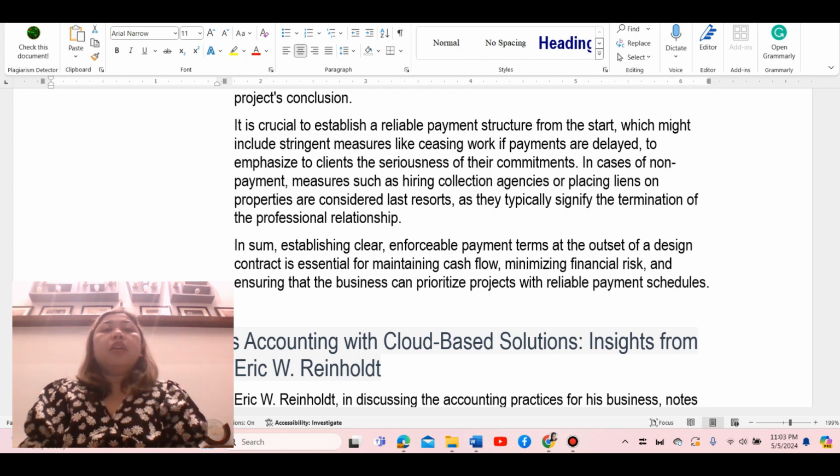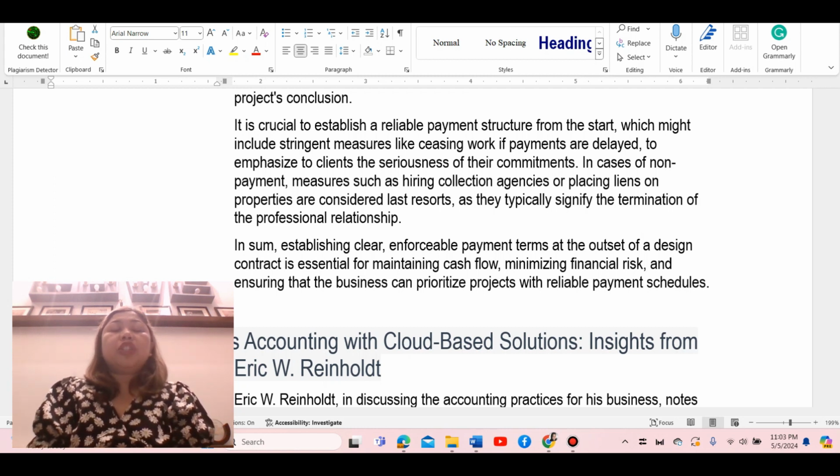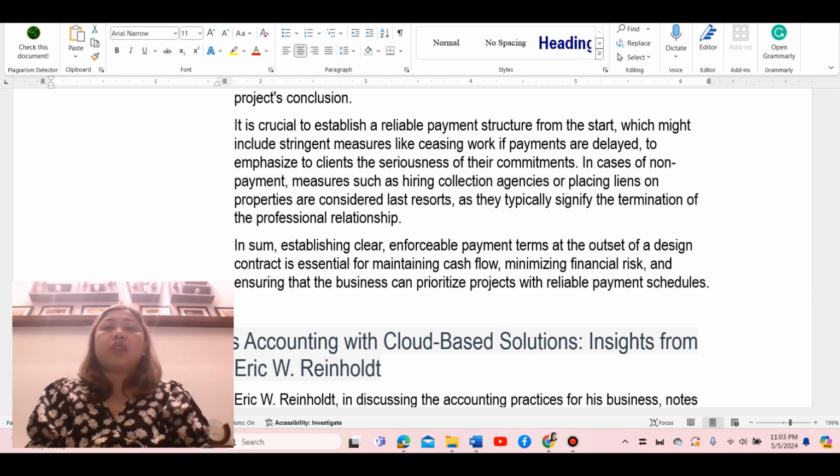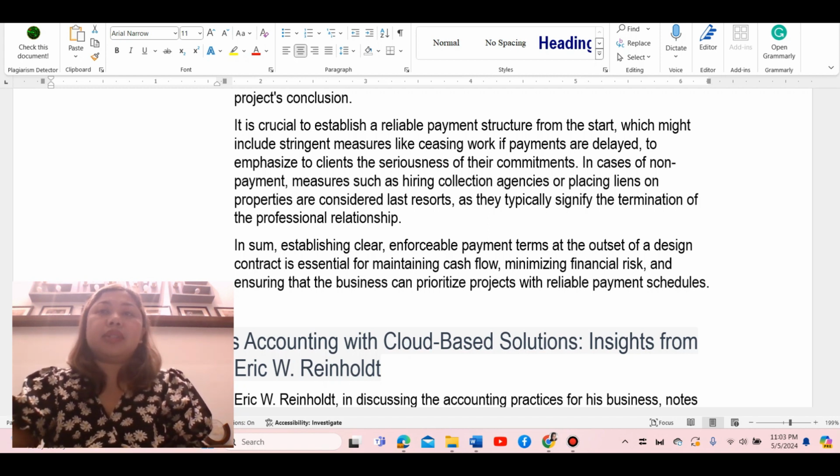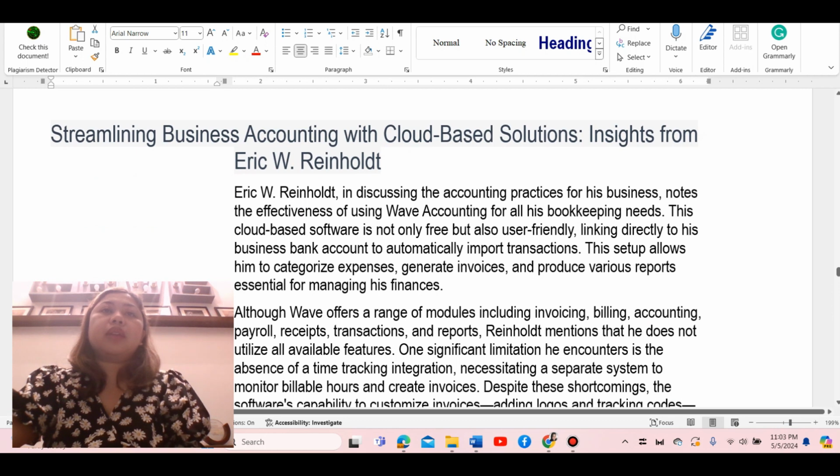Now, in sum, establishing clear, enforceable payment terms at the outset of a design contract is essential for maintaining cash flow, minimizing financial risk, and ensuring that the business can prioritize projects with reliable payment schedules. Okay?